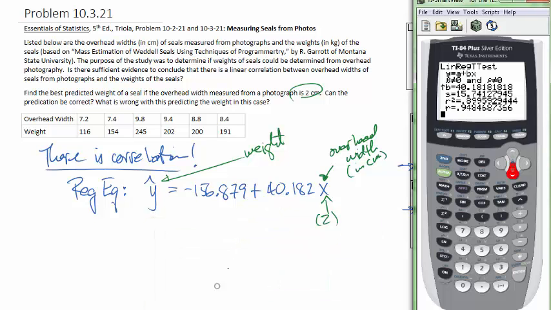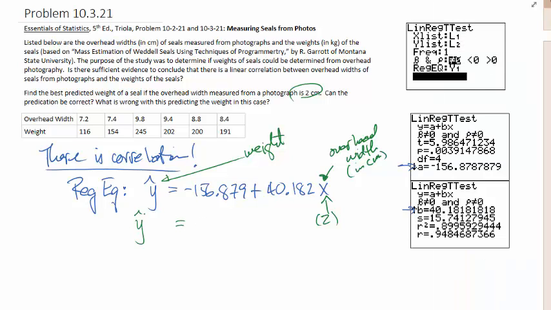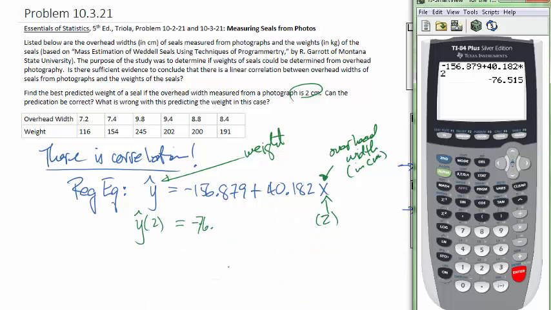Okay, so based on this, we want to put an overhead width of 2 centimeters in here. And you can do this one of two ways. One, in our calculator, you can just type in the expression that we have here, negative, oops, excuse me, don't forget that the negative is this button over here. So that's negative 156.879 plus 40.182 times, now the x value is going to get replaced with 2, so we'll put 2 there and then enter. So that is a result of negative 76.515. So y hat evaluated at 2 is negative 76.515.